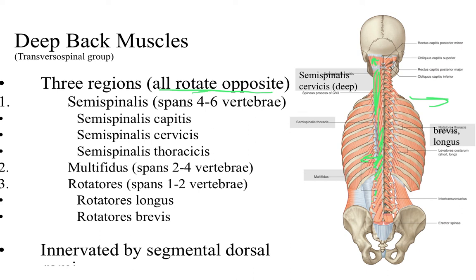And then we have our rotatores, and our rotatores here are named according to where they're located, but they're going to be all these muscles right here. And notice that they span 1 to 2 vertebrae as opposed to 2 to 4 from the multifidus and the 4 to 6 from the semispinalis. All are innervated again by segmental dorsal rami.